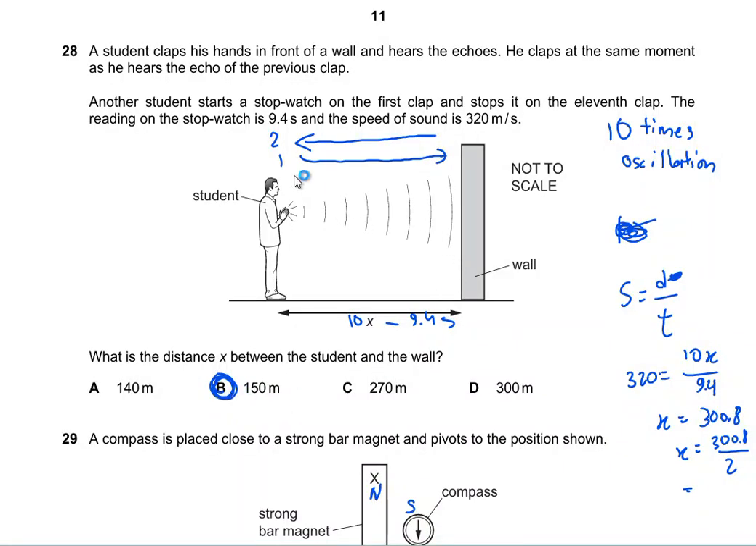So understand the fact. First clap goes on, goes back. So how many times? 2 times. It moves the distance 2 times. So on the 11th clap, it moves 10 times, forward and backward. That means the total distance covered is basically 20 times. It moves twice between 2 claps. So that's why I've divided by 2. That's it.